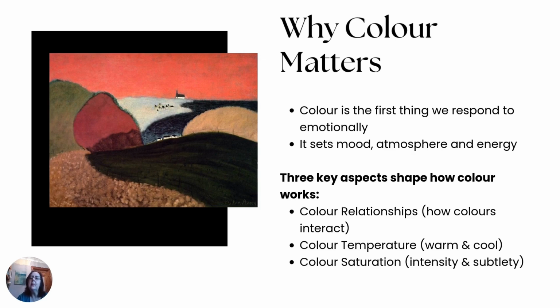There are three key aspects that shape how colour works in an abstract landscape. Colour relationships influence how colours interact. Contrasting colours, like the pink and green in Gas Pink Sky, create vibrancy, while analogous colours, such as soft oranges and reds, blend harmoniously for a more unified effect.